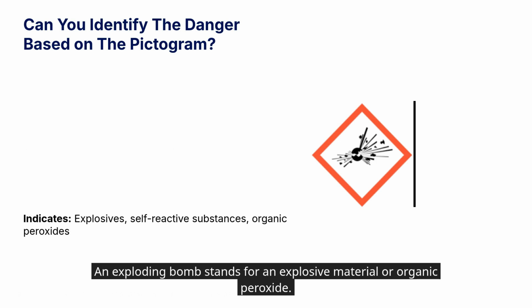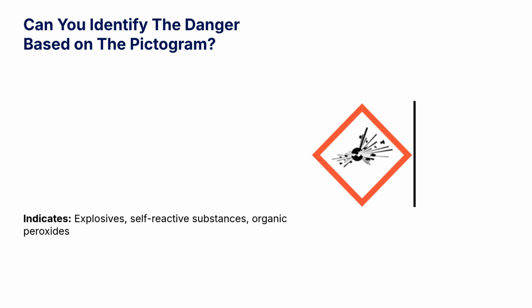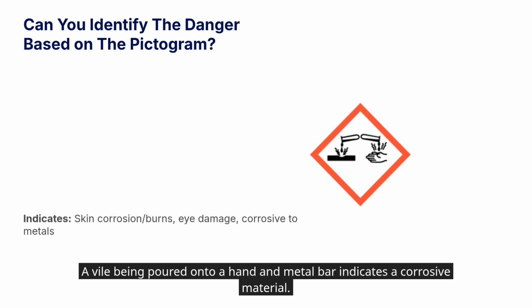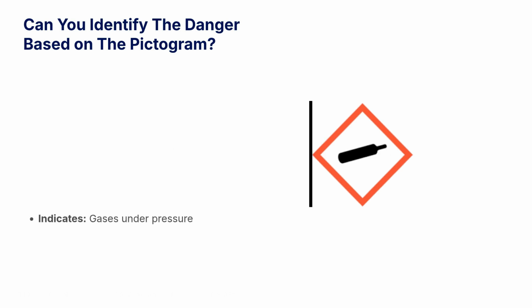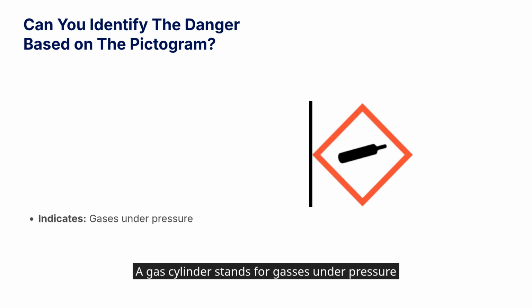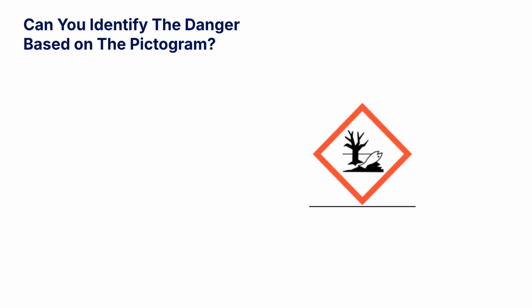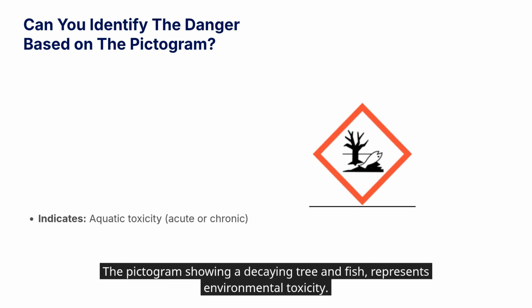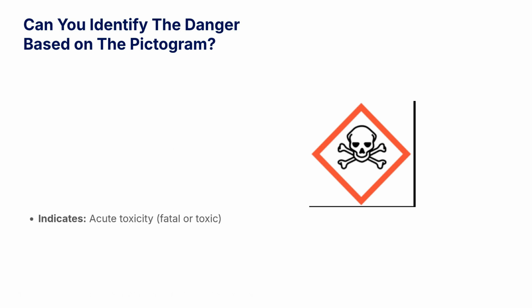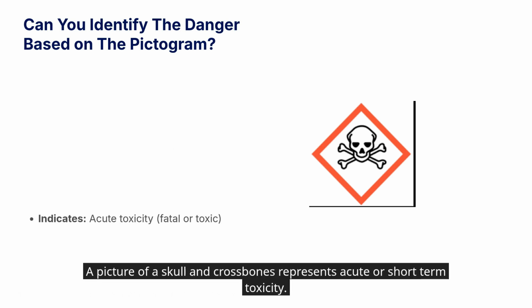An exploding bomb stands for an explosive material or organic peroxide. A vial being poured onto a hand and metal bar indicates a corrosive material. A gas cylinder stands for gases under pressure. The pictogram showing a decaying tree and fish represents environmental toxicity. A picture of a skull and crossbones represents acute or short-term toxicity.